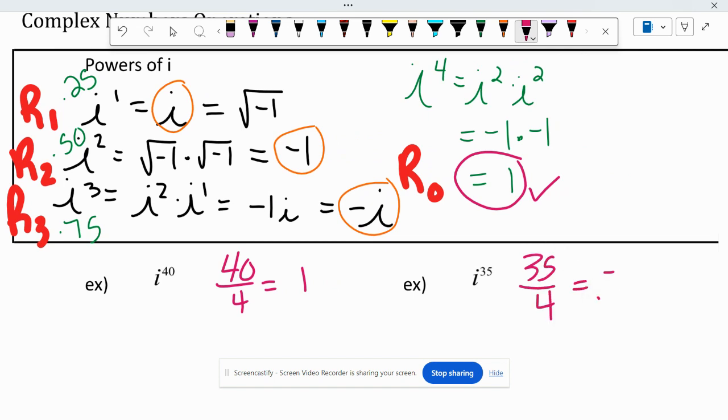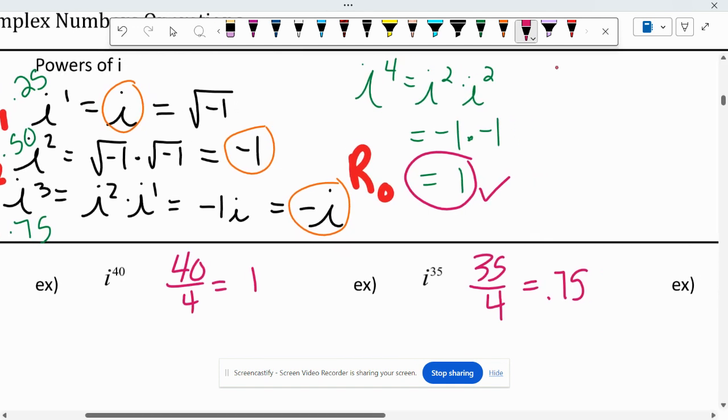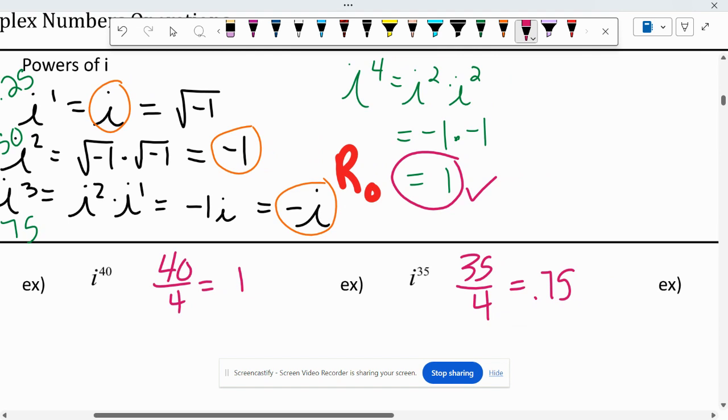Well, that gives me 0.75 when I put it in my calculator. I don't care about what the first part of the number is. I only care about the last of it, right? So 0.75, well, that's the same thing as i cubed, which equals -i.